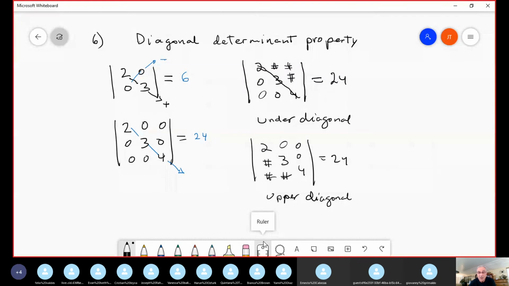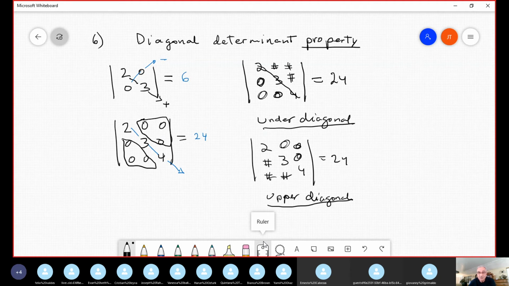But it also applies to another particular case in which you have 0s below or above the diagonal. As you have both, it's better, no? This is a perfect diagonal, and this is not a perfect diagonal. It's half diagonal: under diagonal and upper diagonal. But the rule is the same. The property is the same.